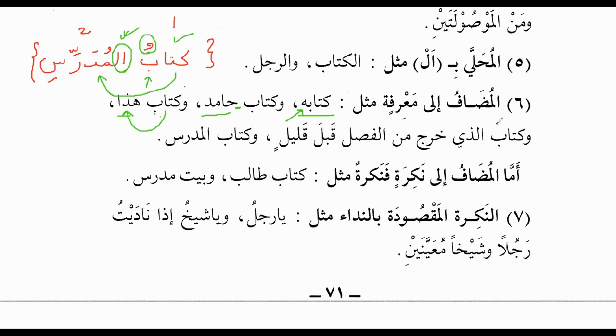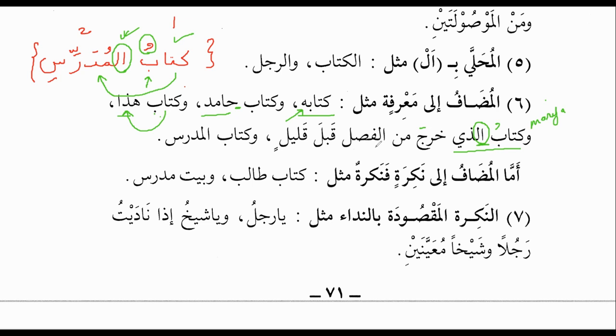Then وَكِتَابُ الَّذِي خَرَجَ مِنَ الْفَصْلِ قَبْلَ قَلِيلٍ. Now this is an example. كِتَابُ الَّذِي. So this is also an idafa and it is marifa. Why? Because it is attached with ism al-ishara alladhi. This is already a marifa. So this is also a marifa idafa.